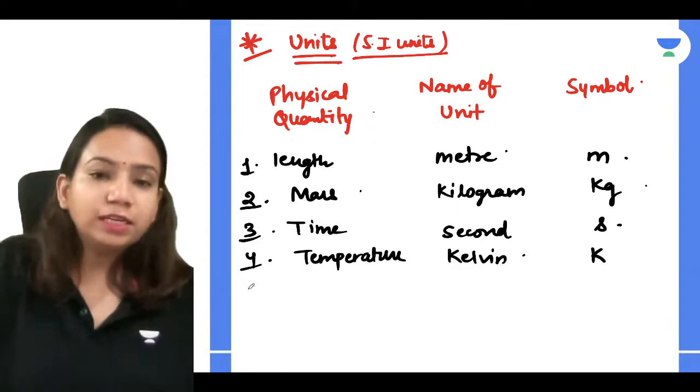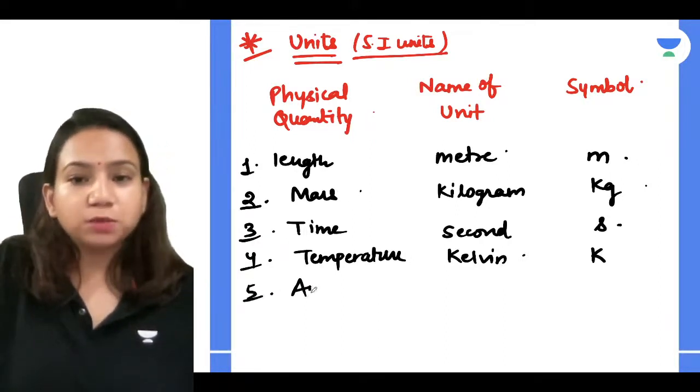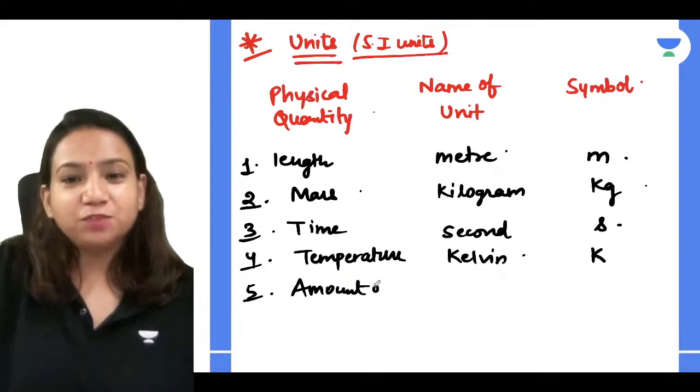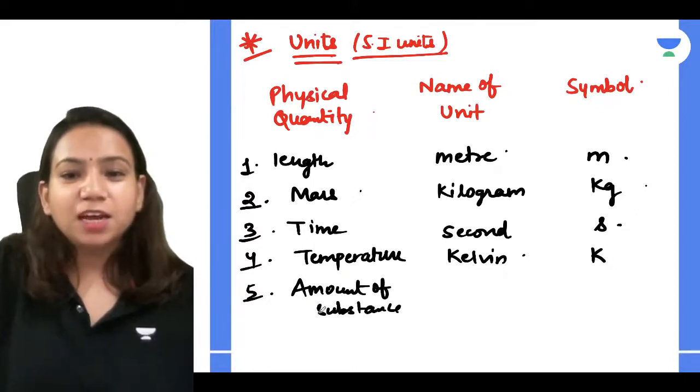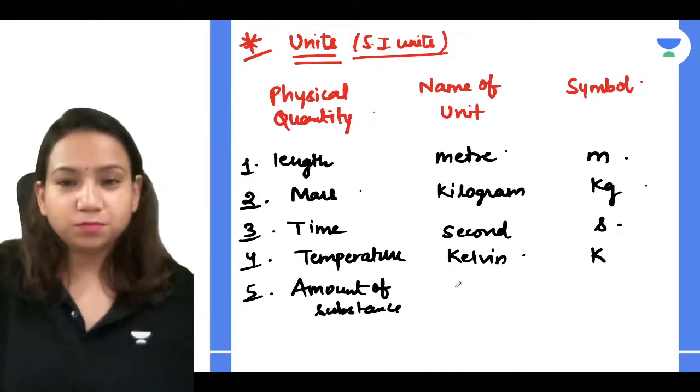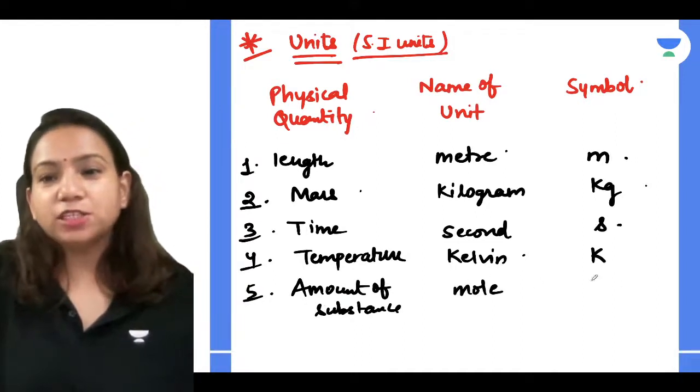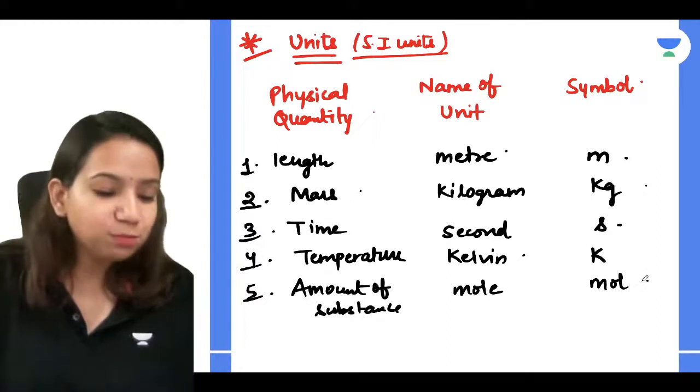Then next, if we talk about amount of substance, it's a very important unit. We have to study a lot about this. So for the amount of substance, the unit is mole, right? And the symbol for it is, just remove the e, and that is the symbol for it.